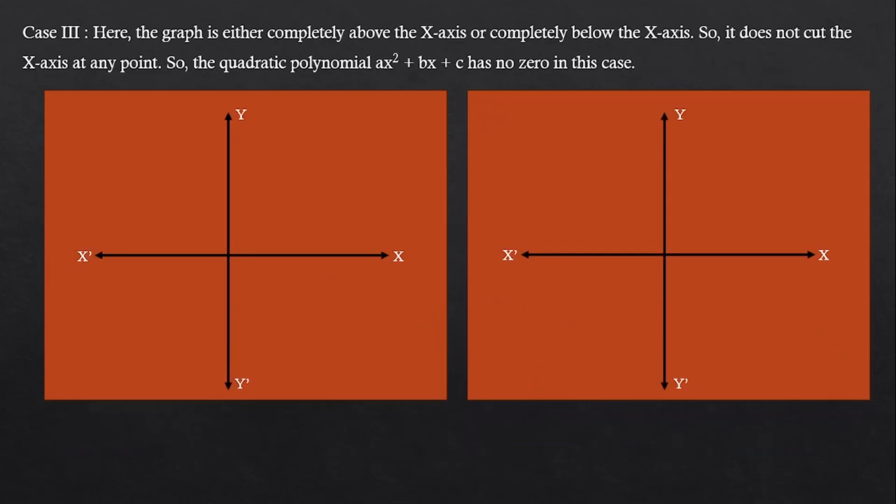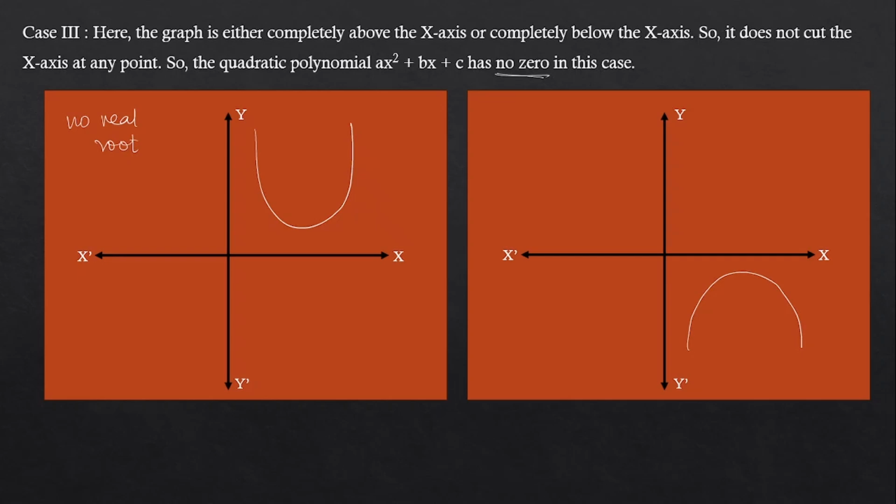What can be the third case? The third case is when the graph does not touch the x-axis. Why is it happening? Because in this case, we may not have any real roots for the quadratic polynomial. It is not necessary that every quadratic polynomial must have a real root. If it does not have a real zero, the graph does not touch the x-axis. We say it has no real root. No real root means no real number value satisfies the quadratic polynomial. Therefore, in that case, we say it has no zero.